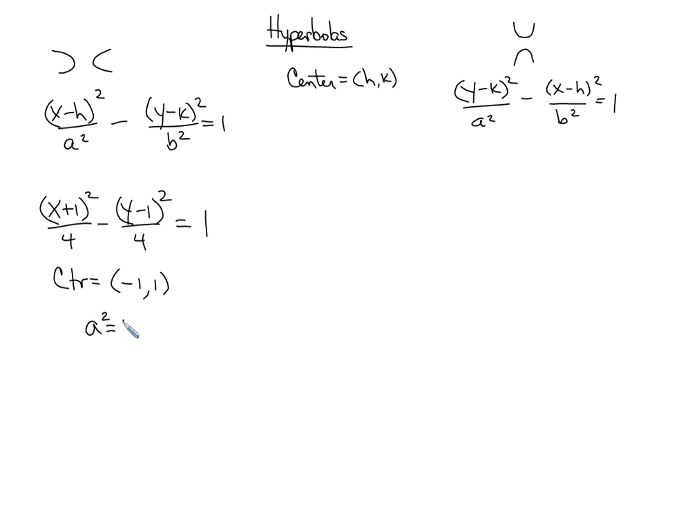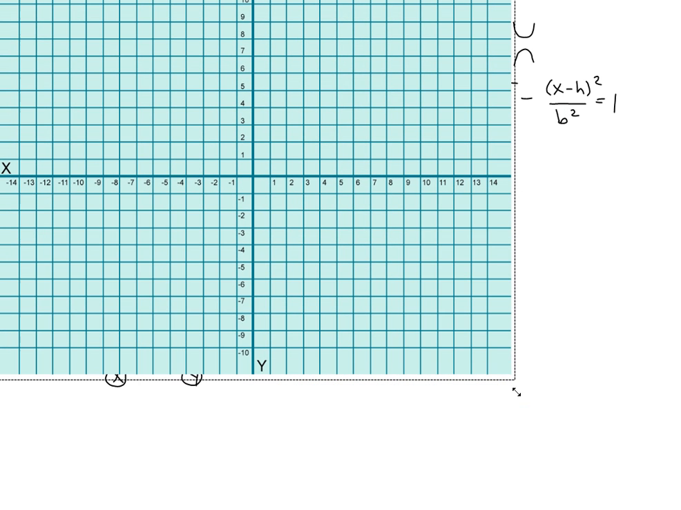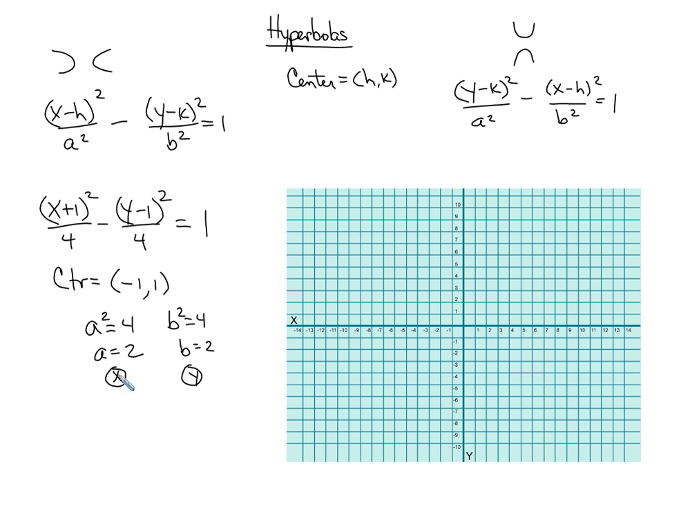A squared is equal to 4, so A is equal to 2. That's in the x direction. B squared is equal to 4 also. B is also equal to 2. That's in the y direction. Which way is this going to open, the x direction or the y direction? Why? Because it comes first. It's the positive one, so this is going to be which way it opens.